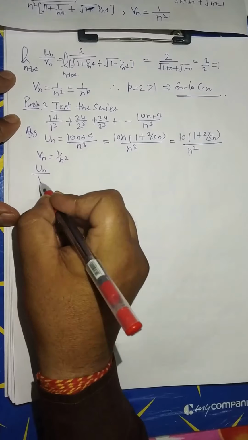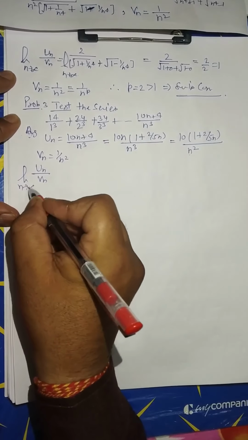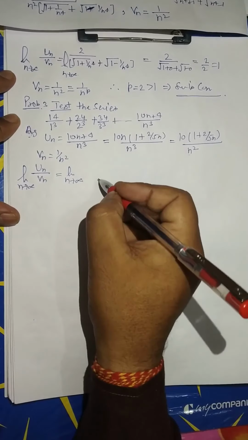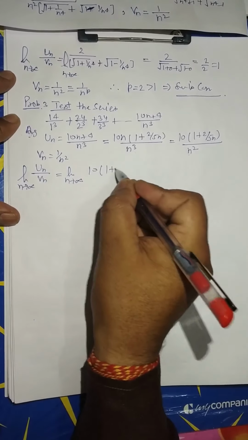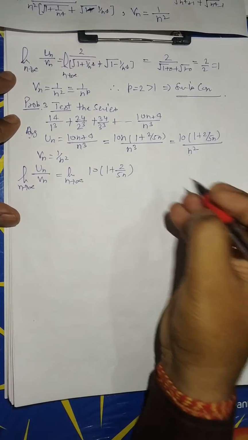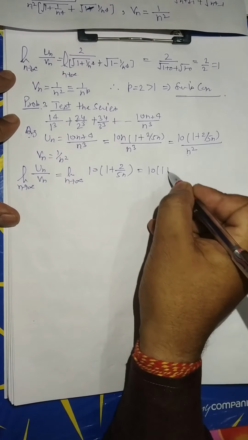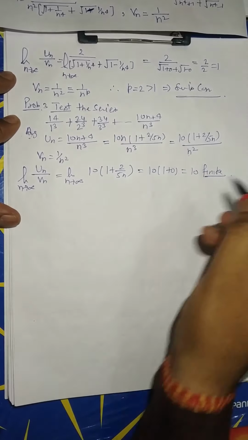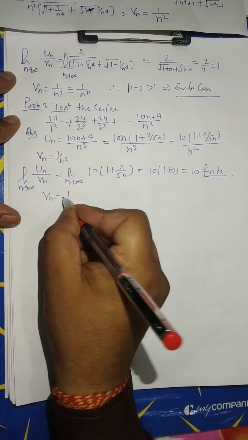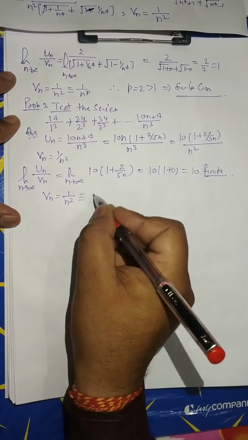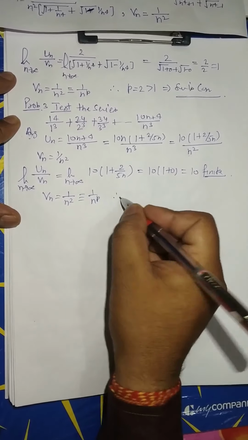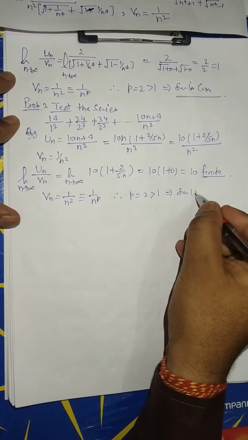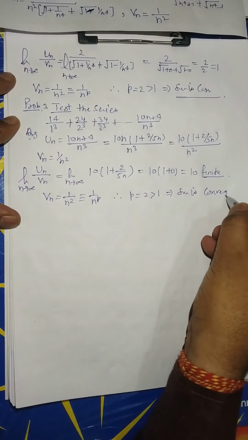Now un upon vn, limit n tending to infinity, then we get 10 into 1 plus 2 upon 5n, this is equal to 10 times 1 plus 0, which is equal to 10, a finite quantity. Now vn compared with 1 upon n to the power p, therefore p equal to 2 greater than 1 implies series is convergent.